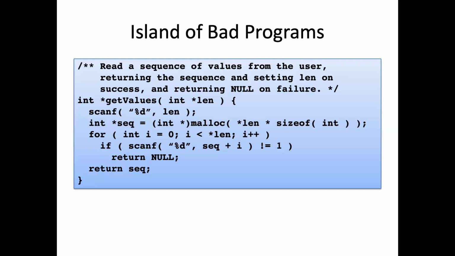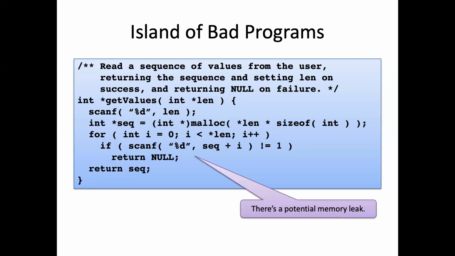So the caller can tell how many values got read because they passed in the address of a place where that value should be stored. So len should point to an integer that contains a number of values. And then the return value out of the function should point to an array of all the values that got read. What's wrong with this function?